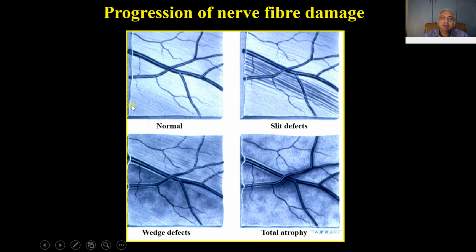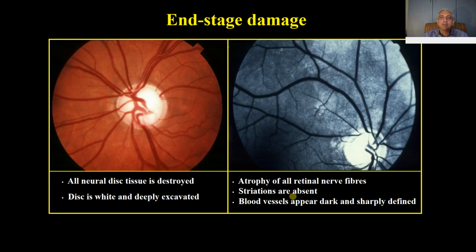Here you can see small striations present in the retinal nerve fiber layer. Here those striations are absent. Those are the retinal nerve fiber layers which you can see on a red-free picture or on an ophthalmoscope red-free examination. Here you can see a patient with end-stage glaucoma.